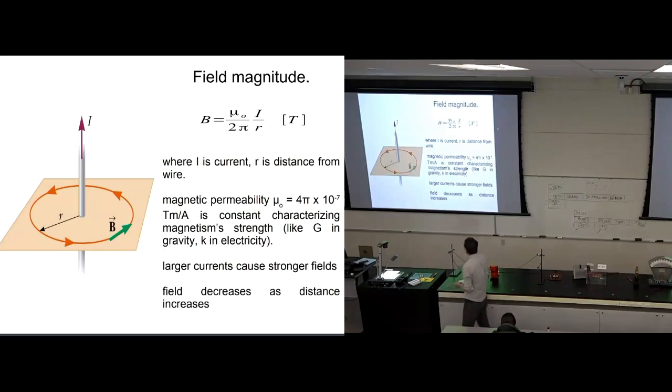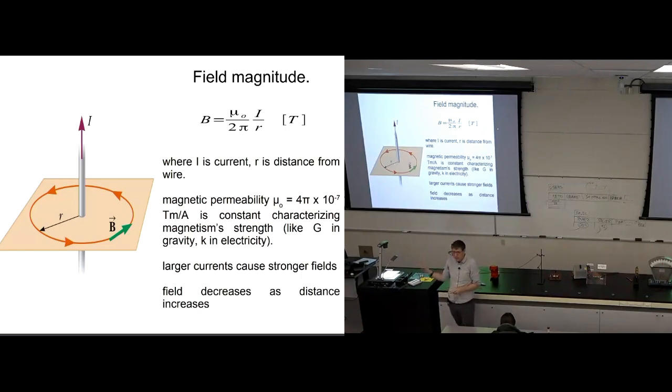What about the size of the magnetic field? Let's talk about the size of the magnetic field. This little equation here tells you the size, strength, magnitude of the magnetic field. This equation involves the current that's flowing in the wire. Of course it's got to involve the current in the wire because the current's making the magnetic field.